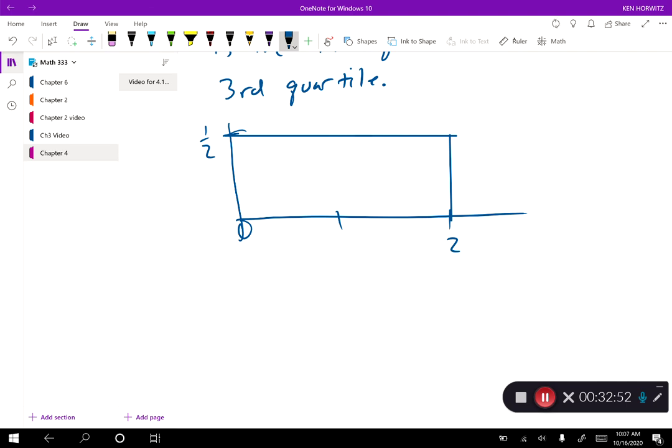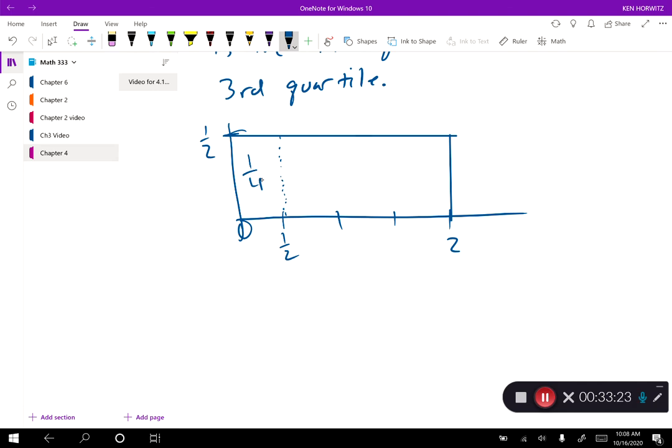Now, if we're looking for the first quartile, right, that would be 1/4 of our rectangle. So our first quartile would come right about here, and this would be 1/2. So our length would be 1/2 and our width would be 1/2. So the area of that box would be 1/4. So there is our first quartile.